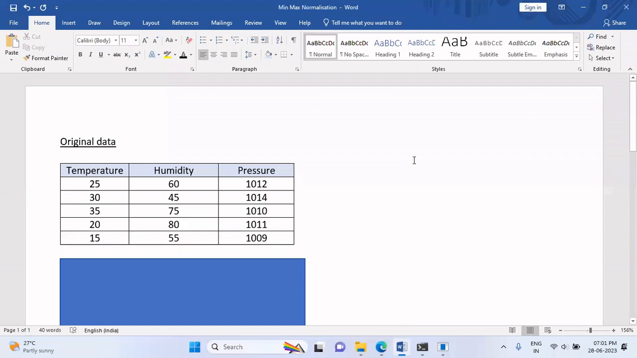So today in this session, we will discuss min-max normalization. Normalization is also known as feature scaling. It is a crucial pre-processing step in machine learning and data analysis. It involves transforming the features of a dataset to a common scale or range.